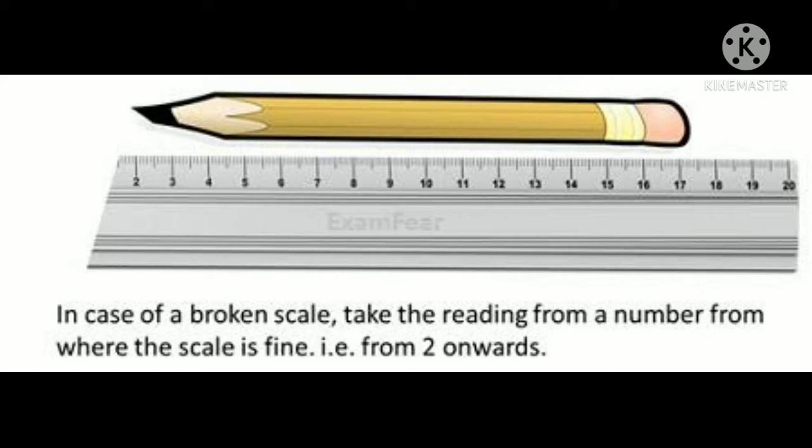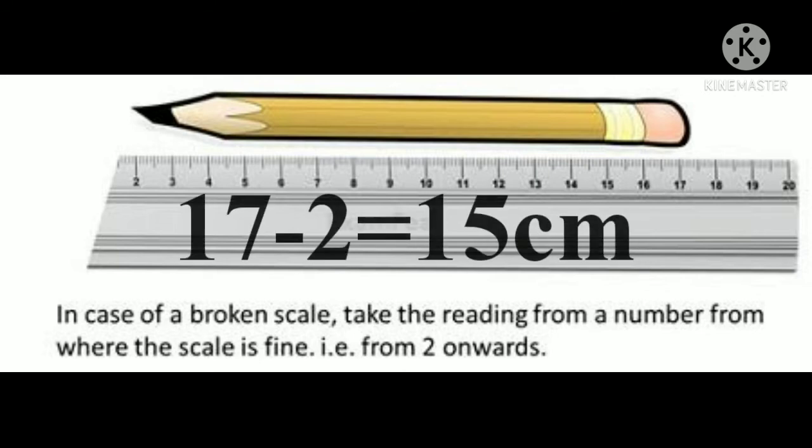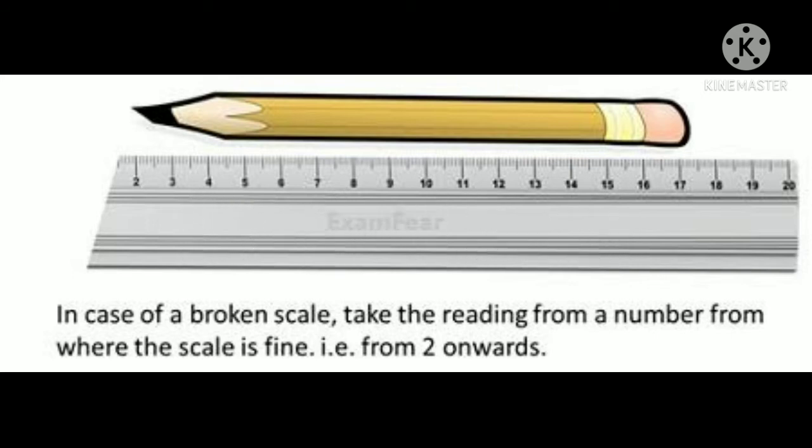Now what do we have to do? To get the correct length, we have to subtract the reading of one end from the other end. One end is 17 and the other is 2. So 17 minus 2 gives 15. So the exact length of this pencil is 15 centimeters. So this is how we have to make proper use of the instruments.